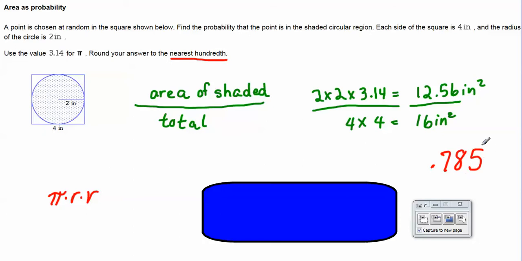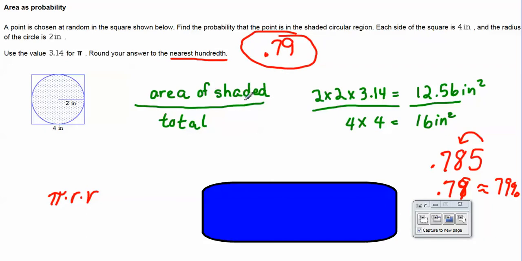So the nearest hundredth would be right here, 0.79. So approximately a 79% chance of landing in there. Alex wants you to write it as the decimal. So I have a 0.79 chance of landing in the circle.